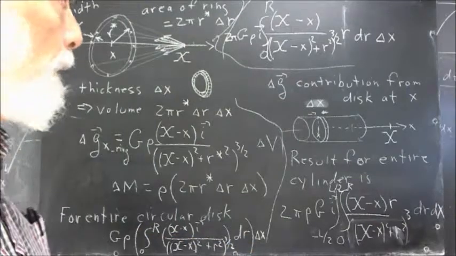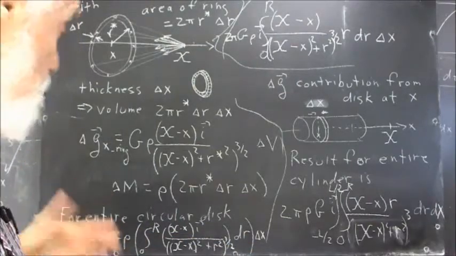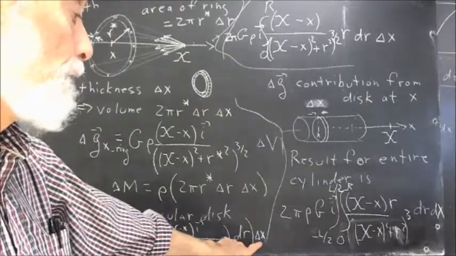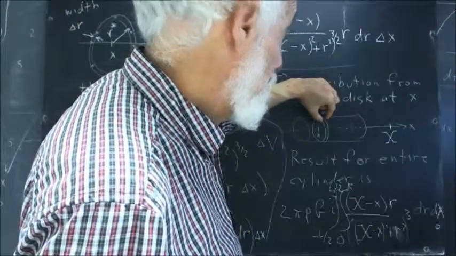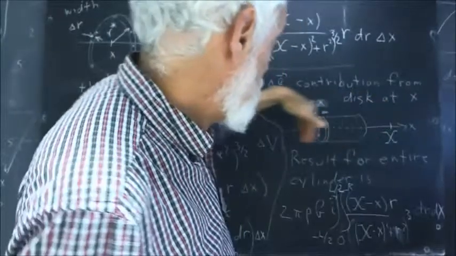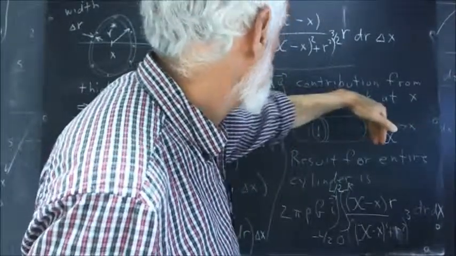Now, in order to get the entire field, we have to sum this over all delta x's from the left to the right. In other words, we have the entire cylinder, we've got the contribution from this ring, and now we have to sum that from x equals negative L over 2 to L over 2.